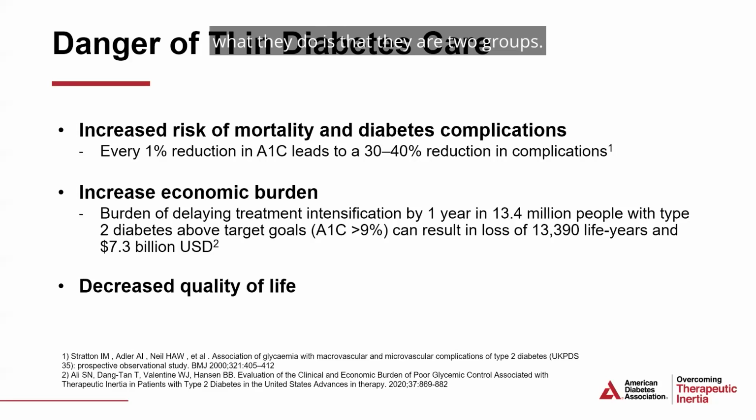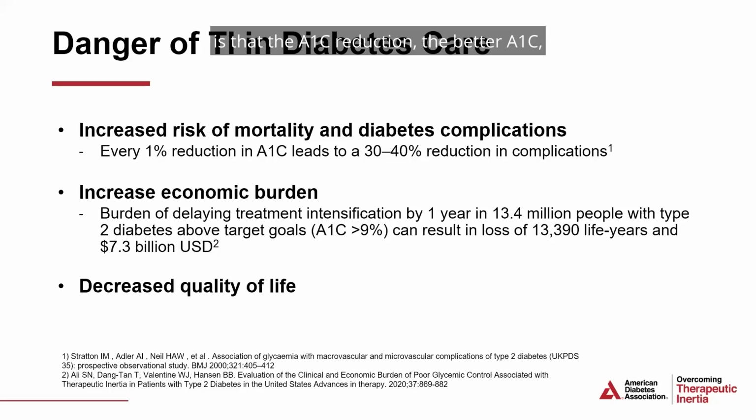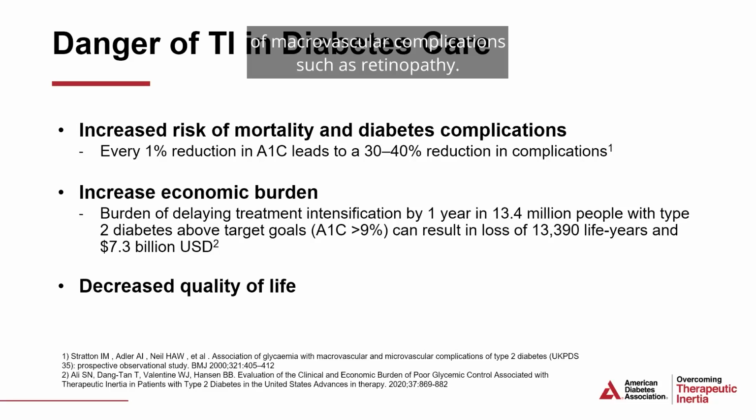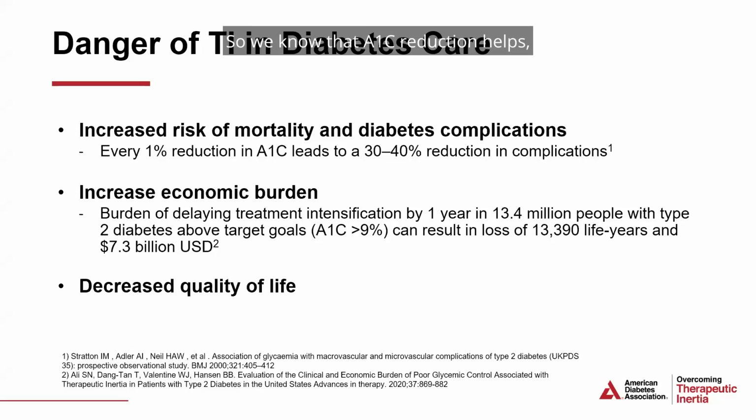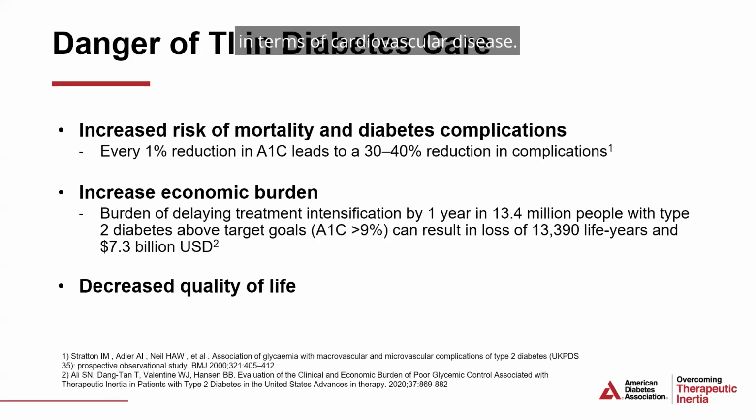So in those trials, what they did is that there are two groups. One group got an intensive treatment so that they got better A1C control, and the other group did not have that A1C control. So what they found in the original trial is that for those who got a better A1C, there is a reduction in the incidence of microvascular complications, such as retinopathy. So we know that A1C reduction helps, but they did not see any significant difference in terms of cardiovascular disease.